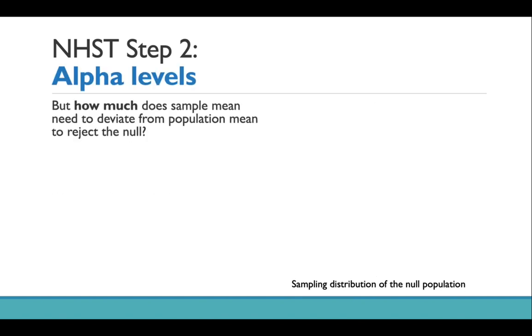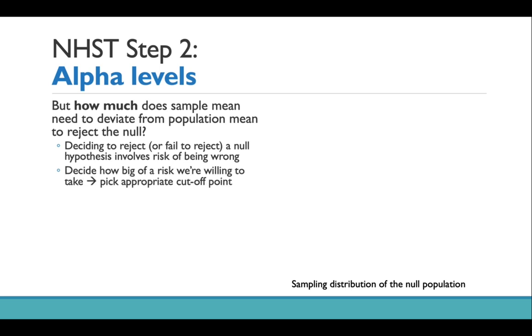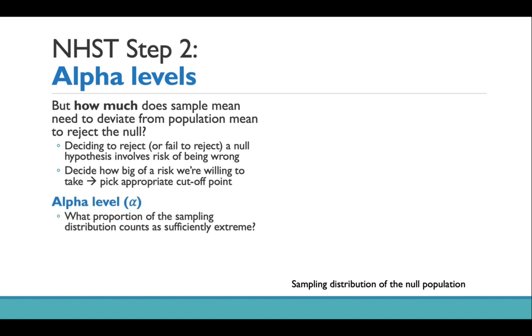But how much does the sample mean need to deviate from the population mean in order for us to reject the null? The decision to reject or fail to reject a null hypothesis involves a risk of being wrong. If we decide how big of a risk we're willing to take, we can pick an appropriate cutoff point. And we do this using something called the alpha level. The alpha level represents the proportion of the sampling distribution that we consider to be sufficiently extreme to reject the null. It also corresponds to our risk of incorrectly rejecting the null hypothesis, otherwise known as a type 1 error.